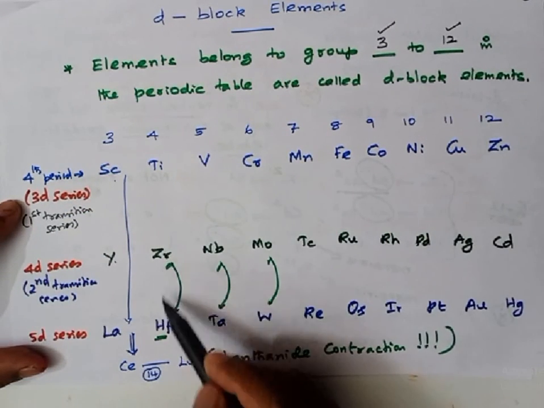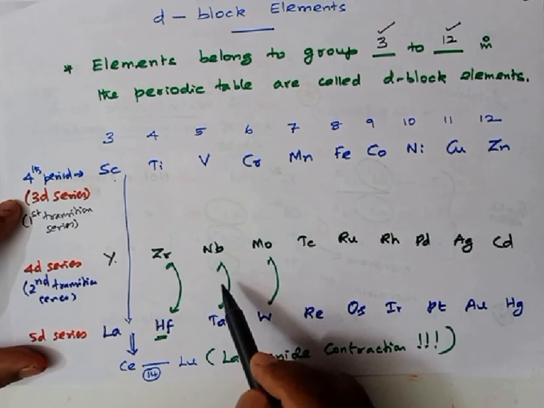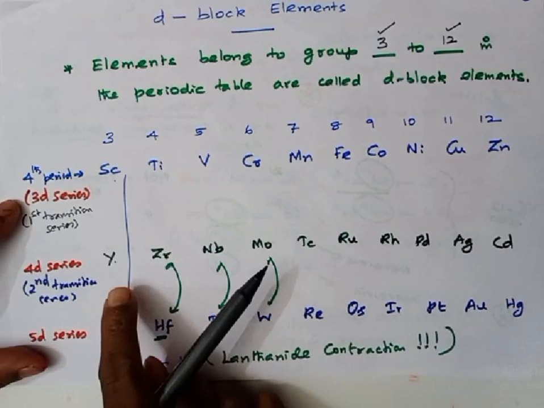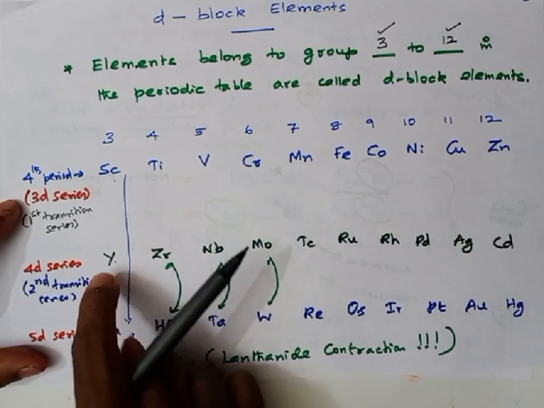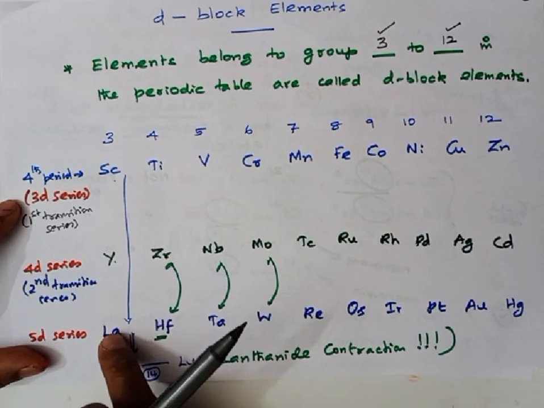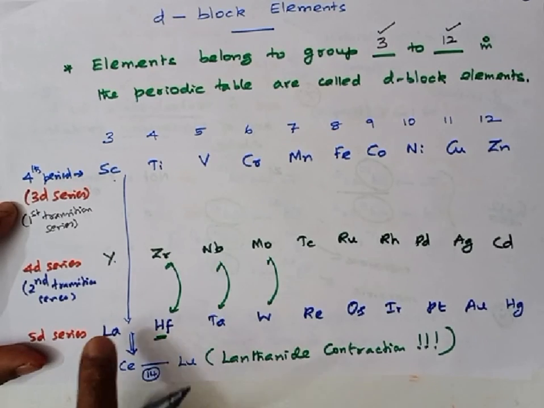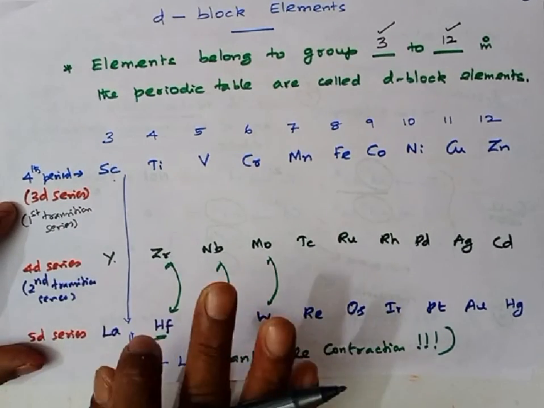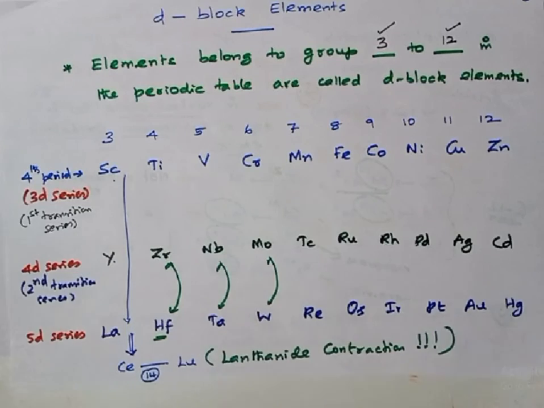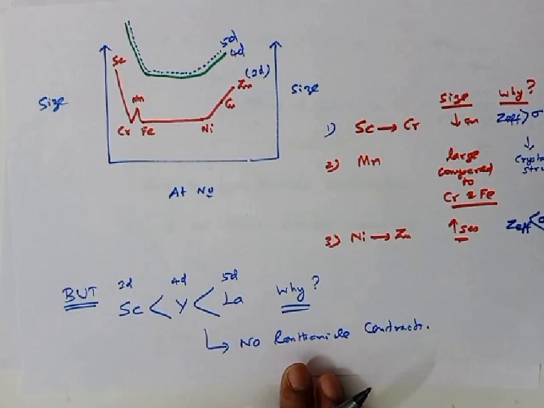The sizes of zirconium and hafnium are almost the same. Niobium and tantalum are almost the same. It is because of lanthanide contraction. Whereas yttrium and lanthanum sizes are not equal. Compared to yttrium, the lanthanum size is large. It is because there is no lanthanide contraction here. Here we get the expected one: as we move down the group, size increases. Is this clear? So we have discussed 3D, 4D and 5D, and how the size varies.